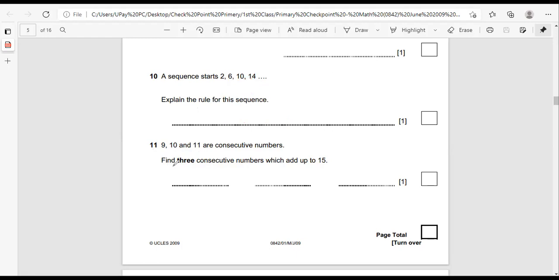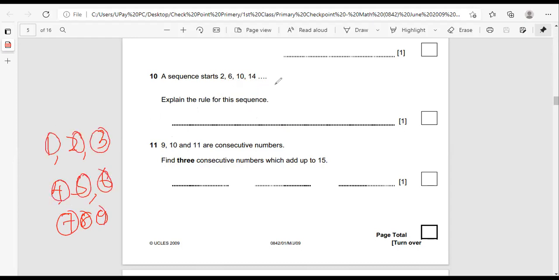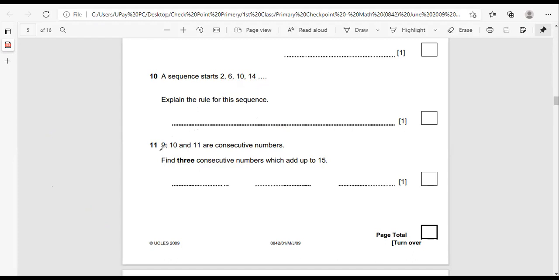9, 10, 11 are consecutive numbers. Consecutive numbers means numbers that are together. So 1, 2, 3 are consecutive numbers, and 4, 5, 6, 7, 8, 9. So if it is 3 numbers together, we call them consecutive numbers, and 9, 10 and 11 are also consecutive numbers. It should be together. So find 3 consecutive numbers which add up to 15.